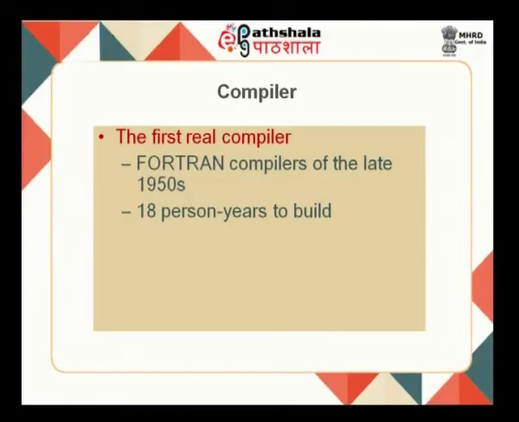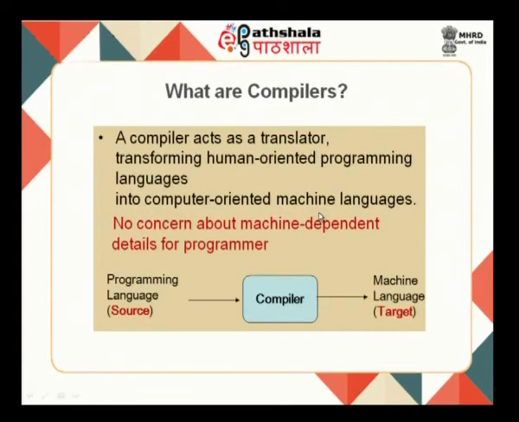Let us look at some history of the compiler. The first real compiler was built for Fortran in the late 50s, and it required 18 years to build. As a definition, the compiler acts as a translator, transforming human oriented programming languages into computer oriented machine languages. It does not care about machine dependency; the machine dependent details are not required by the programmer.